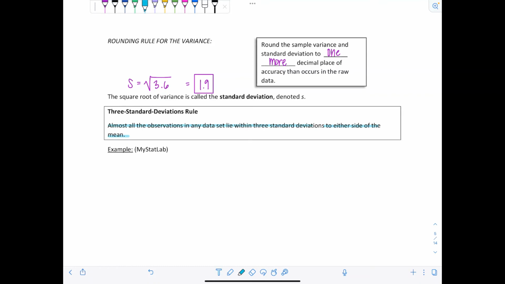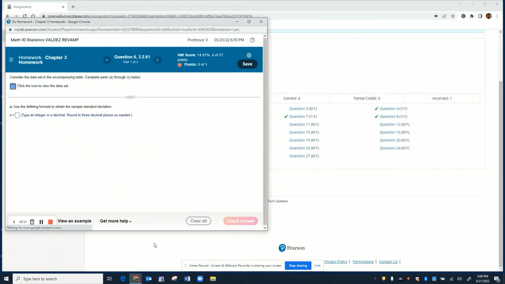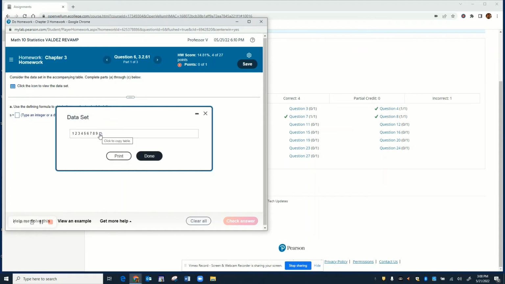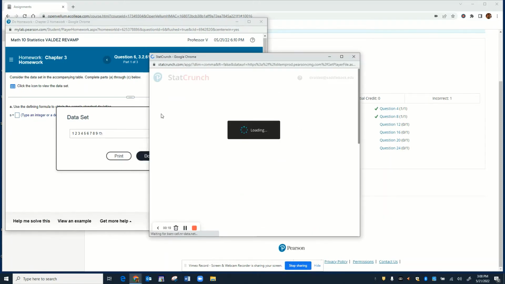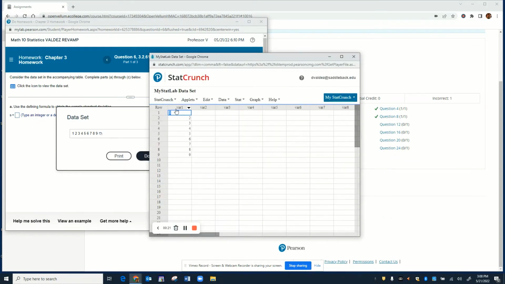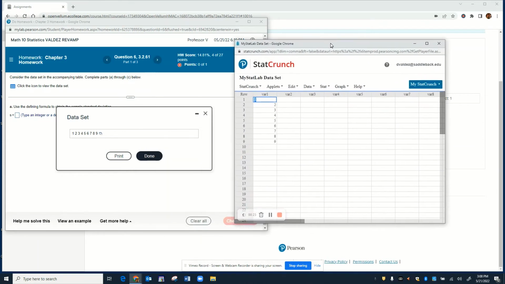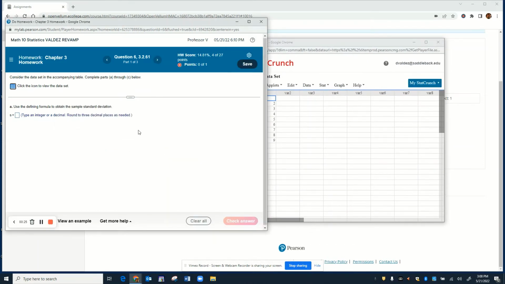There's no point. Into the homework, I want to start with number 6. Consider the data set in the accompanying table. Complete parts A through C below. So the data set's here, and I'm going to go ahead, click to copy the table. Let's open it in StatCrunch. And there it all is. Okay, so let's scoot this over. I'm done looking at it.